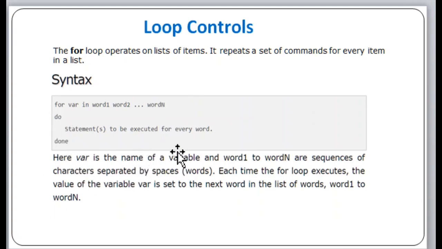Here, variable is the name of the variable, and word 1 to word n are sequences of characters separated by spaces. Each time the loop executes, the value of the variable is set to the next word in the list of words, word 1 to word n. Okay, so basically it takes this variable, executes it on this word, goes all the way through, and it starts over, does it on the second word, goes all the way through, starts over, third word, and so on.